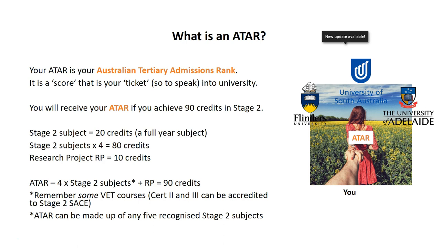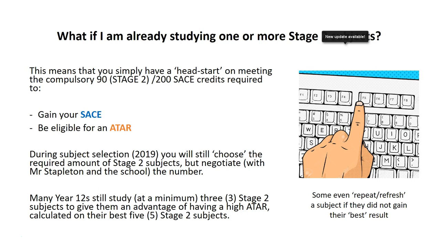Just make sure that you're in conversation with Mr. Harrington regarding this. You should also note that your ATAR can be made up of any 5 recognised Stage 2 subjects, which does not have to include your research project. This is why some students who study Stage 2 subjects in Year 11 have a bit of a head start.